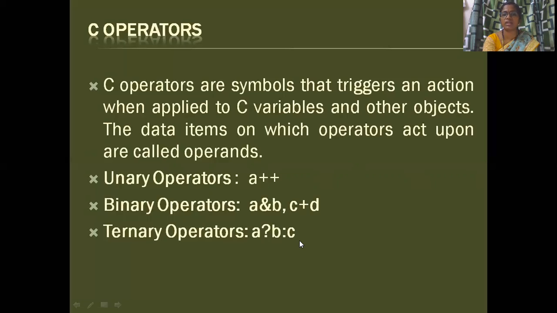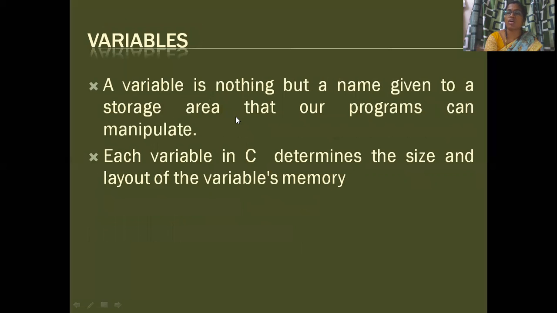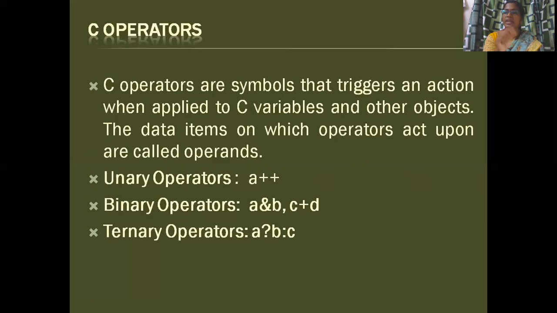Operands are nothing but the data items on which operators act upon. The data items which trigger an action are called operators. So this is an example of a unary operator. This is called an increment operator. This means +1. So instead of +1, we write A++.